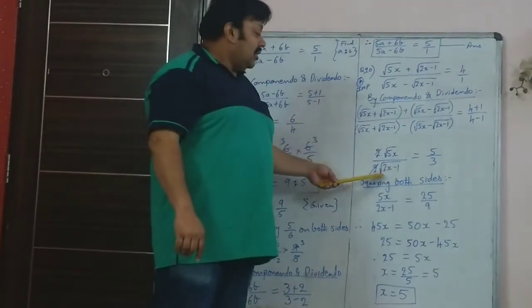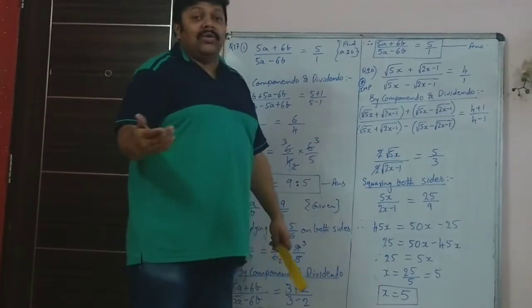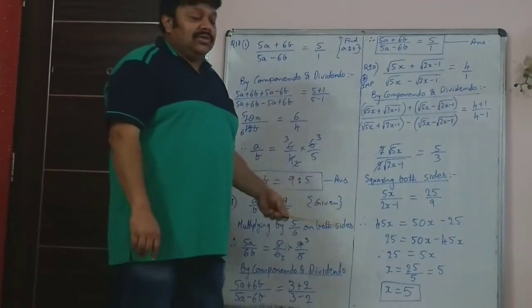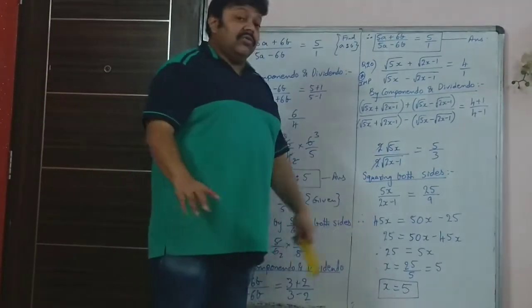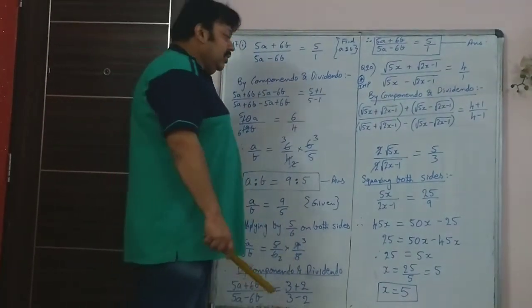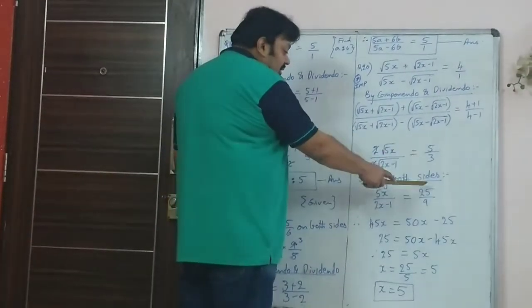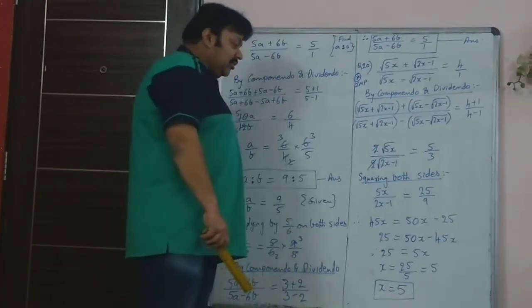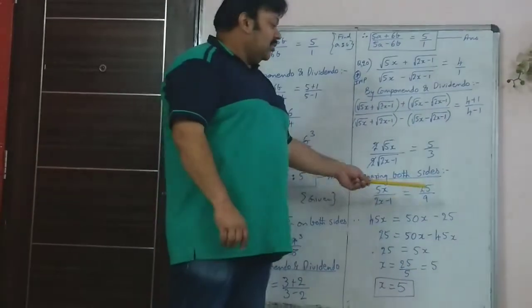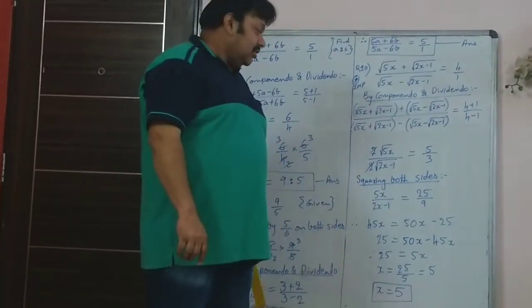Since square root is there, we get rid of the square roots by squaring both the sides. You can't do one side, you have to square both the sides. So it will become 5x upon 2x minus 1, and this is 25 upon 9. Then just cross multiply and solve, you will get the answer of x.